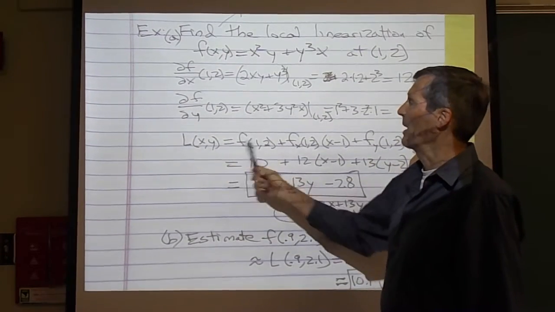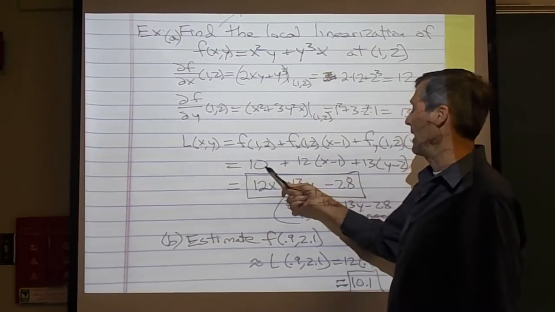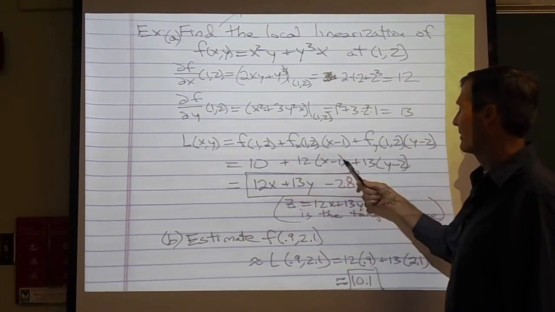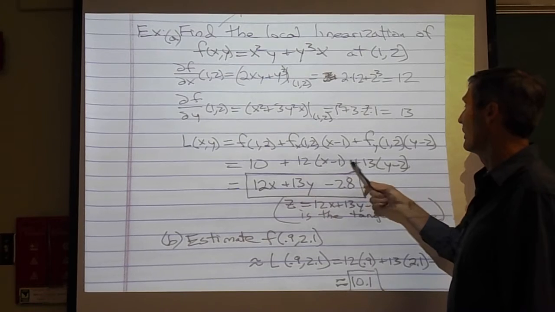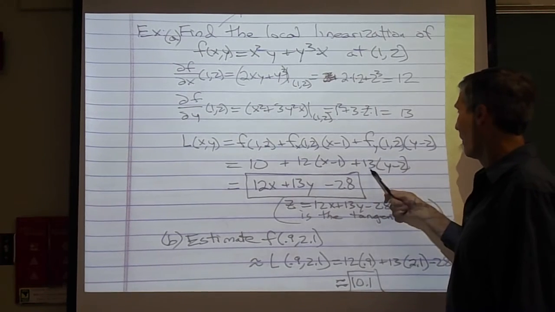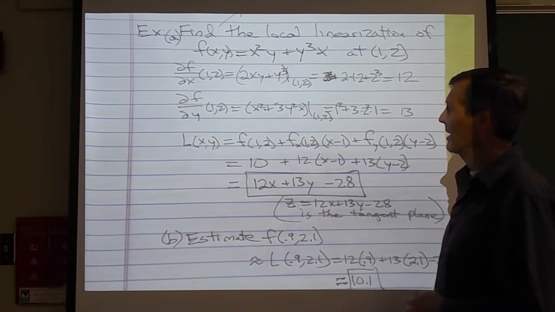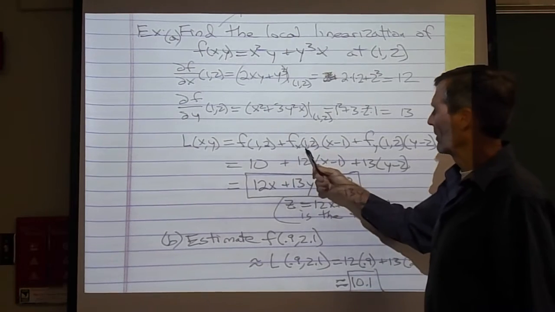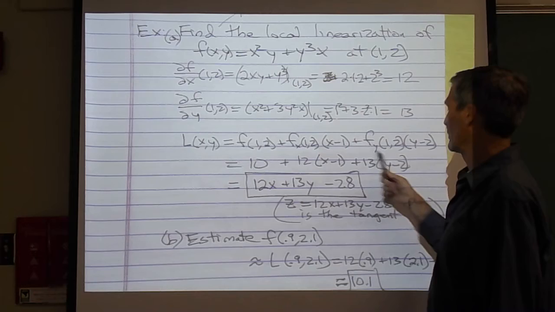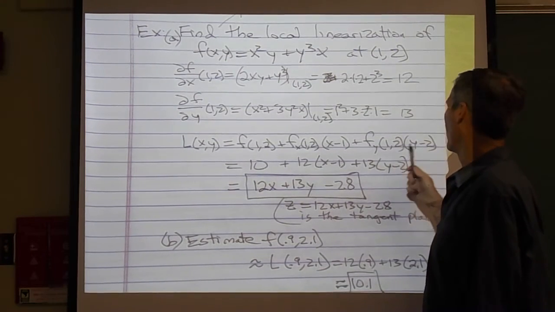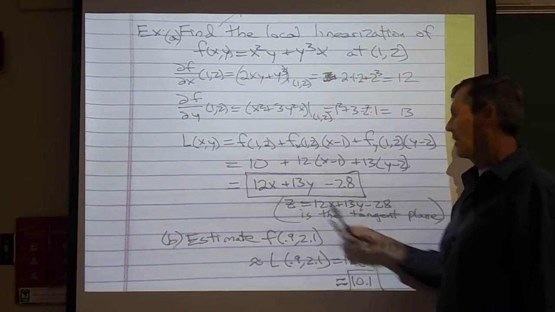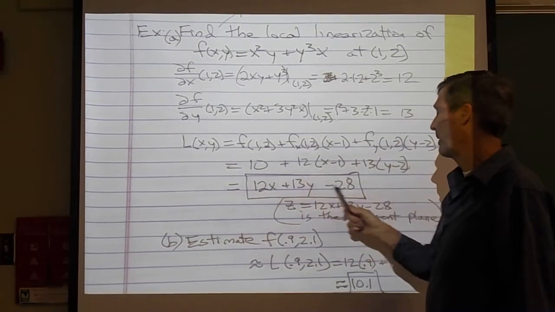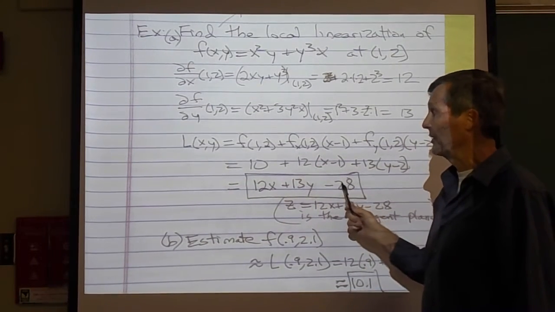The tangent plane is the value of the function at 1, 2, which is 10, plus the slope in the x direction, 12, times x minus 1, plus the slope in the y direction, 13, times y minus 2. That's the tangent plane. The function at 1, 2 plus the partial derivative with respect to x at 1, 2 times x minus 1 plus the partial derivative with respect to y at 1, 2 times y minus 2. And you multiply that all out and group it, you get z equals 12x plus 13y minus 28. That's the equation of the tangent plane.